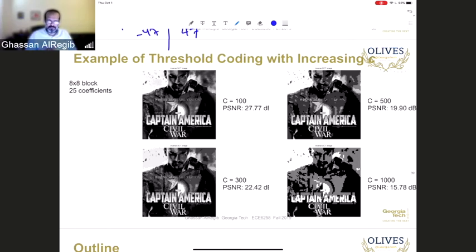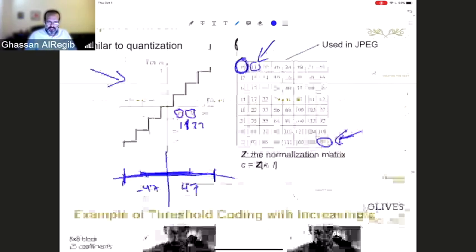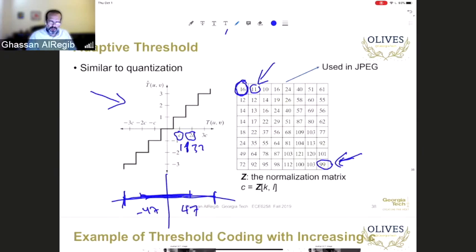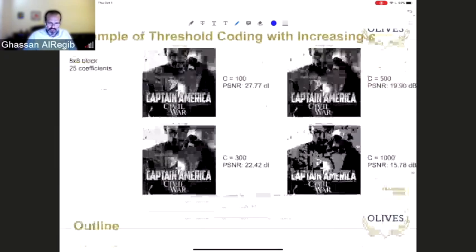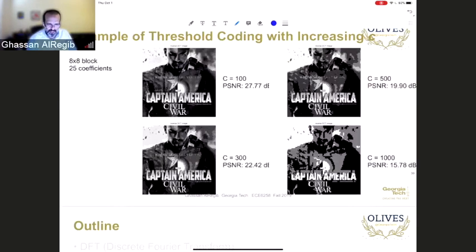For the sake of this experiment, I'm not applying the variations where every coefficient has a different quantizer. I'm applying the same quantization for all. So in this case, I have 100, here I have 500, I have 300, I have 1000.